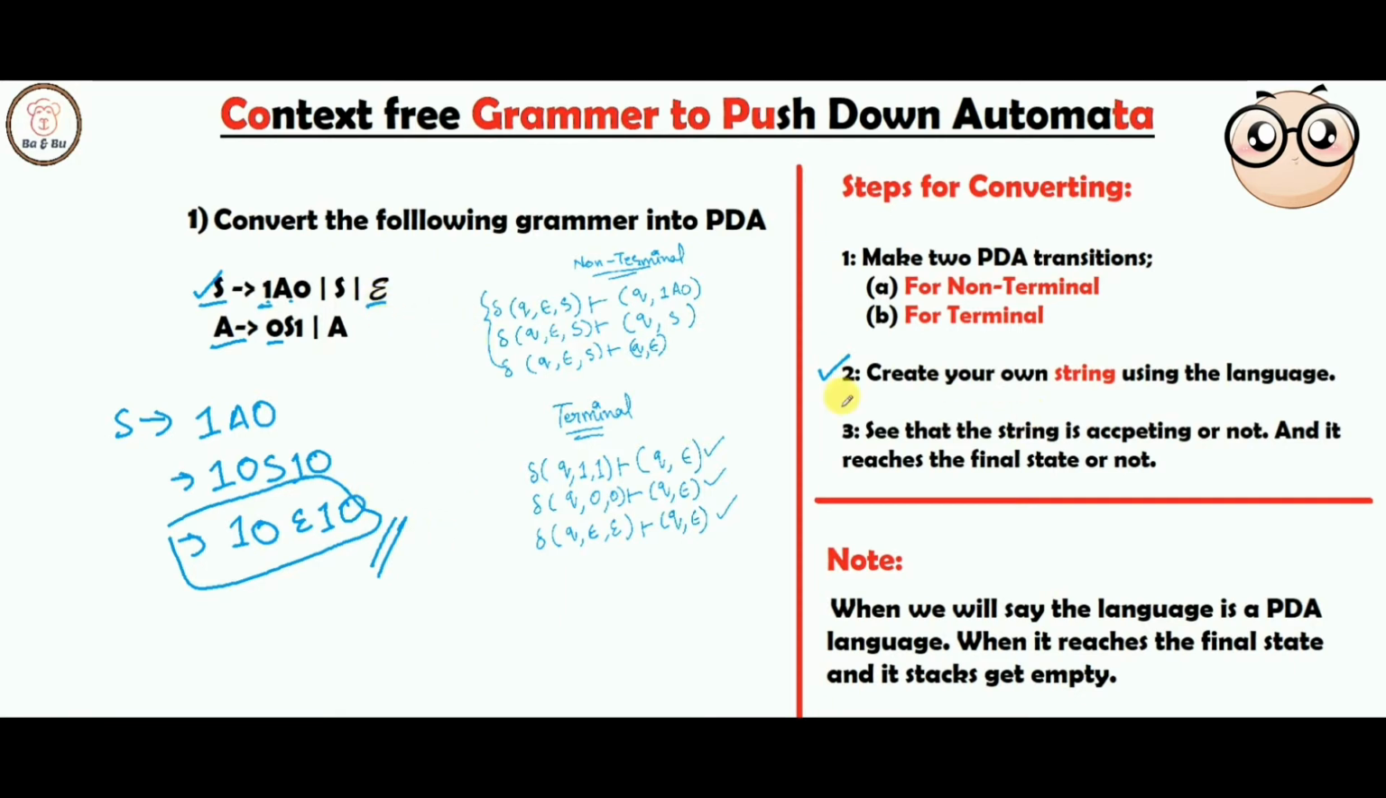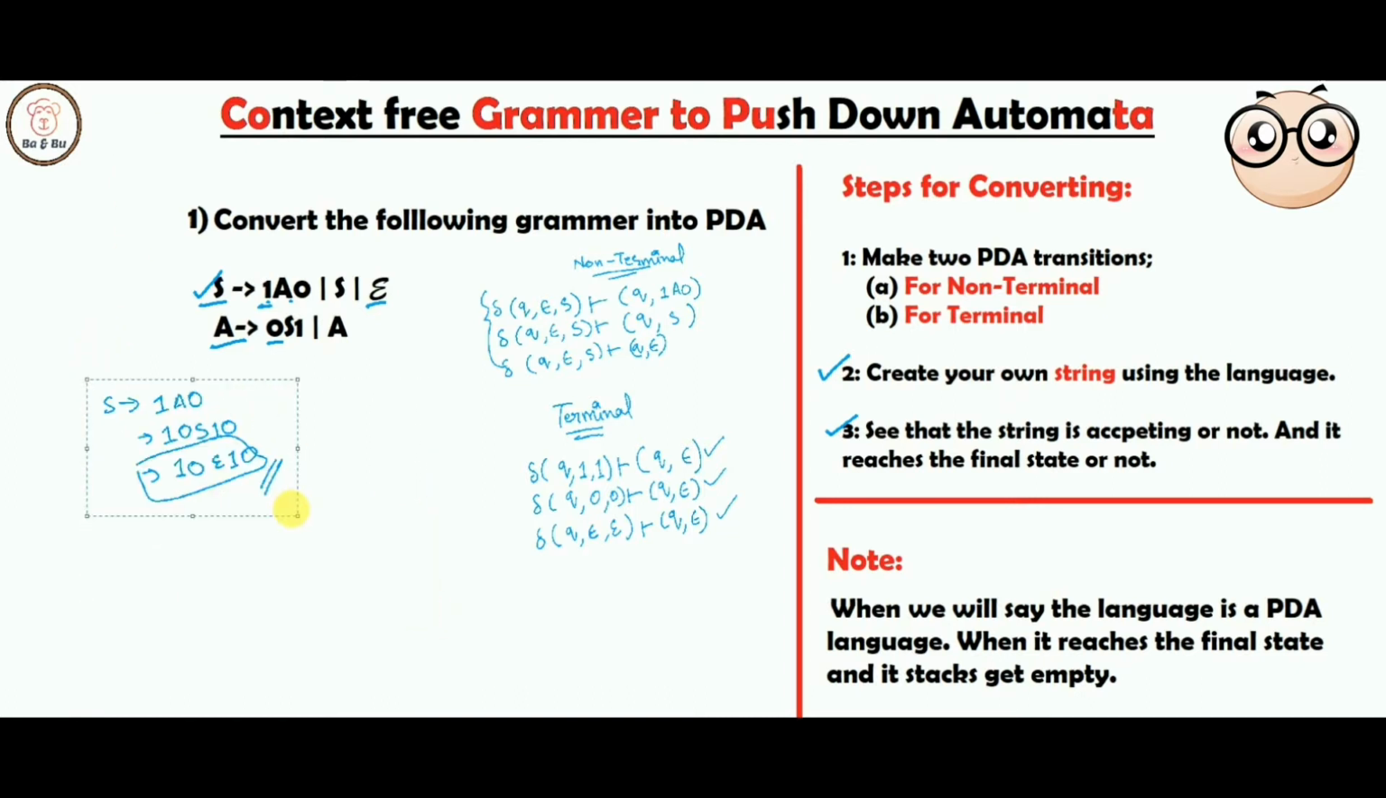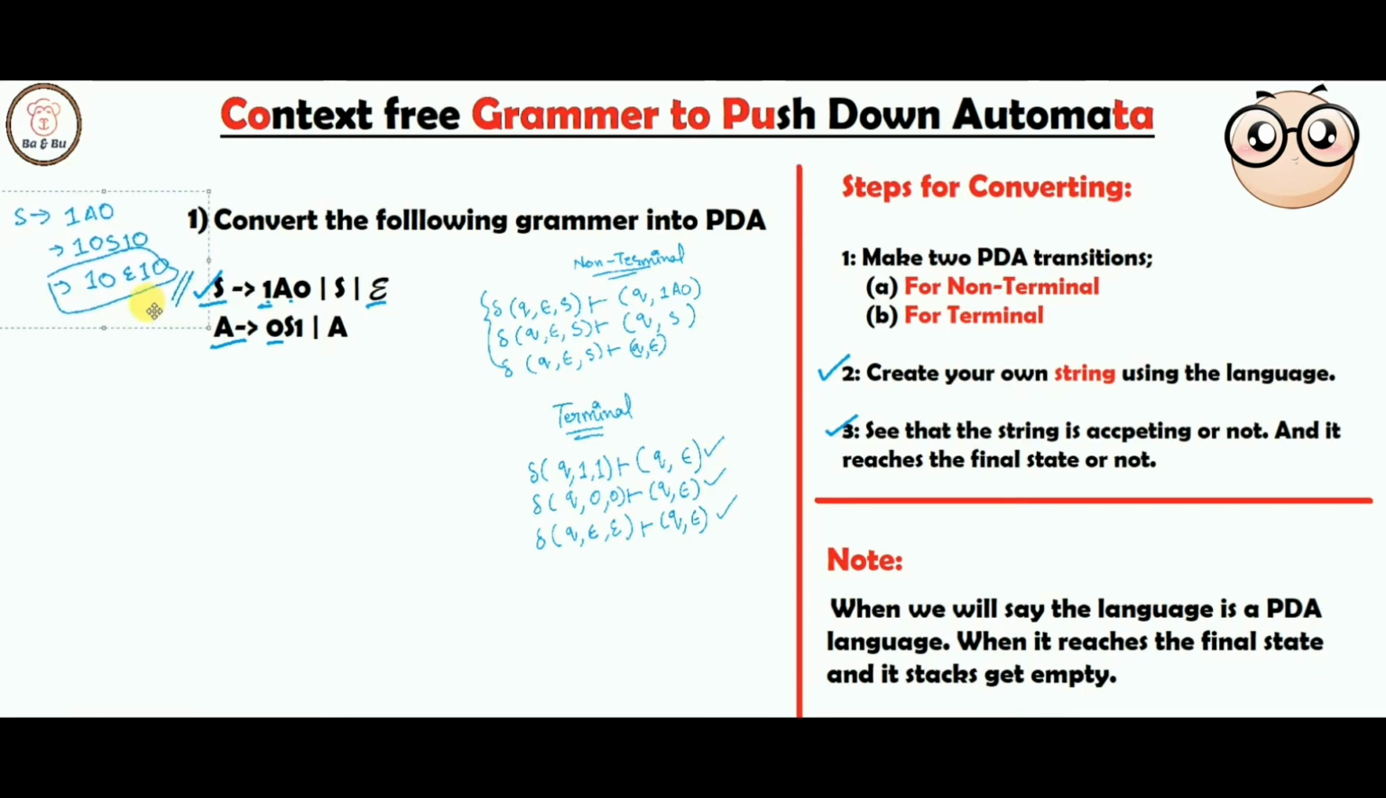Okay, so this is your step 3, where you will see whether the string is accepting the language, or it reaches the final state, or its stack gets empty or not. So let's begin with the transition, which is nothing but a PDA transition. So let's take this string at the top corner here, and now I'm gonna show you how we are making this transition. Let's take Q as the first state.